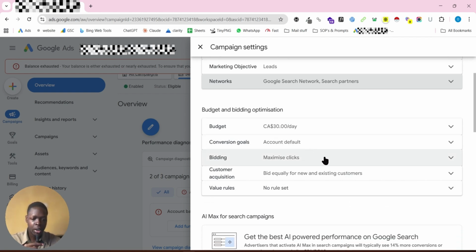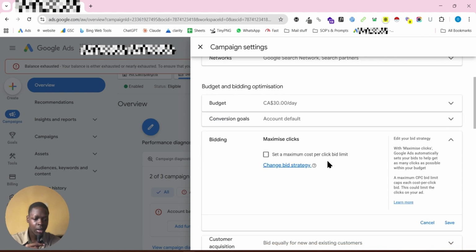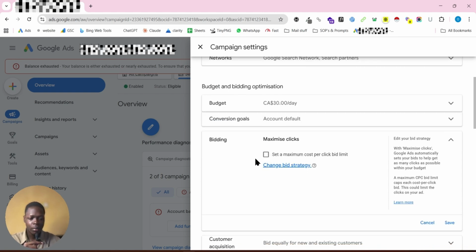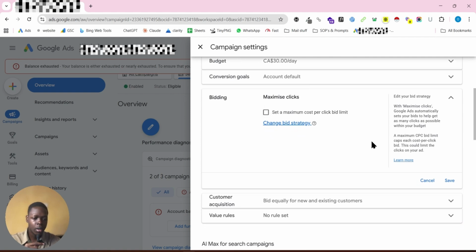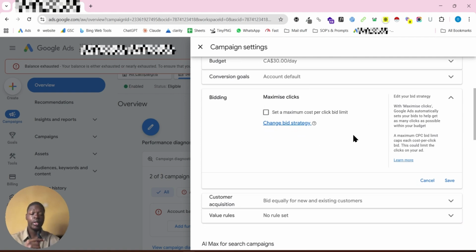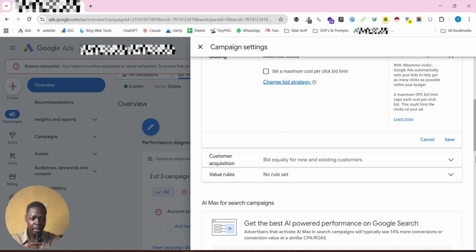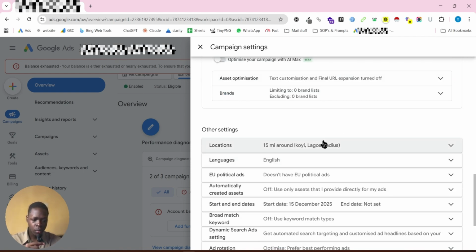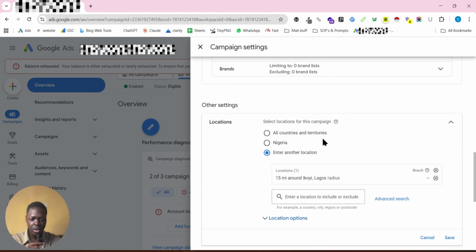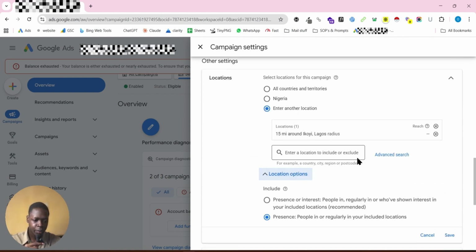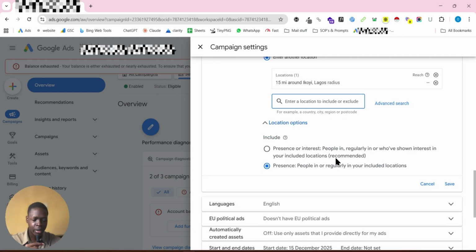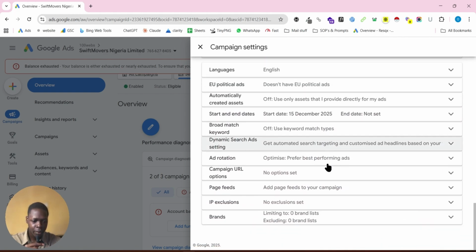Okay, bidding strategy, maximize clicks. I recommend having a maximum cost per click bid limit just so Google doesn't go out of its way to overspend your budget, right? For location targeting, they are using radius targeting. I would rather select the locations themselves, but this isn't really a big problem. But let me check their location options. Okay, this is good. They are not using presence or interest, so that's good there.